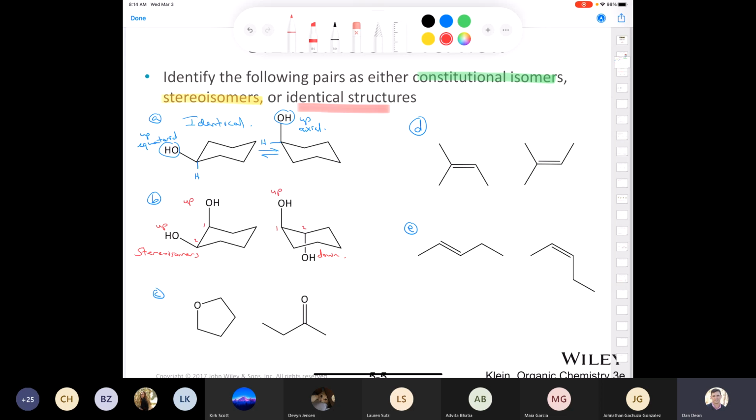What about C? Does anybody have an idea about C? And it's not a trick question. Yeah, absolutely. These are constitutional isomers, right? They both have the same formula, C5H10O. But these definitely don't have the same connectivity, do they? So these would be constitutional isomers, right? That's a question I could have asked you on the first quiz, okay? What about D? Does anybody have a feeling about D?